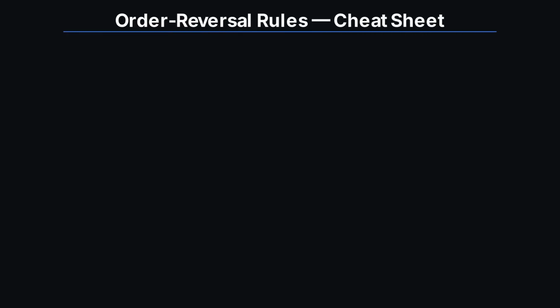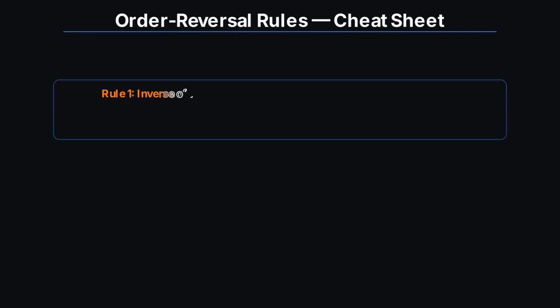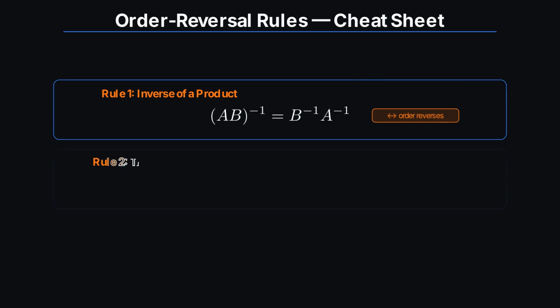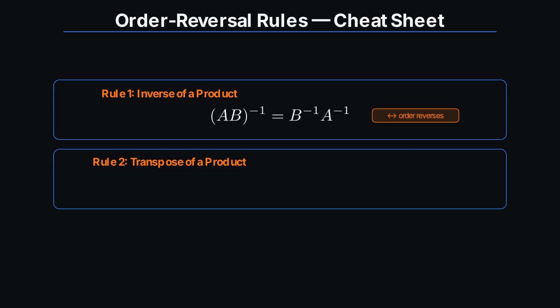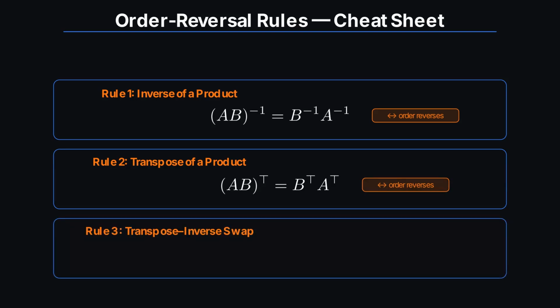Let's pull everything together into a clean summary. Here are 3 rules to carry with you. Rule 1, the inverse of a product reverses the order. The inverse of AB equals B inverse times A inverse. The order reverses. Rule 2, the transpose of a product also reverses the order. The transpose of AB equals B transpose times A transpose. Again, the order reverses. Rule 3, for a single matrix, transpose and inverse commute. The inverse of A transpose equals the transpose of A inverse. These 2 operations can be done in either order.